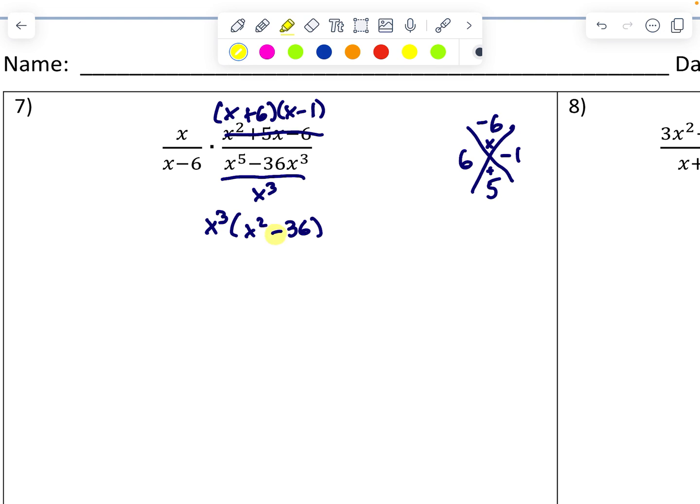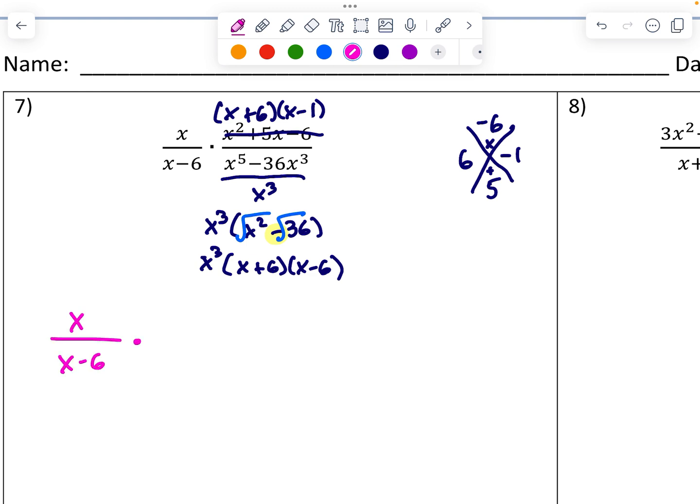Ooh, I see two terms with a minus sign. That minus sign tells me that I can do difference of squares. So I can take the square root of both of those. That'll turn into an x plus 6 and an x minus 6. Make sure you have both, and that x cubed is still in the front. So let's rewrite all this to make it look nice again. The left fraction stayed the same, and the right fraction is turned into x plus 6 and x minus 1. And on the bottom, we've got x cubed and x plus 6 and an x minus 6.